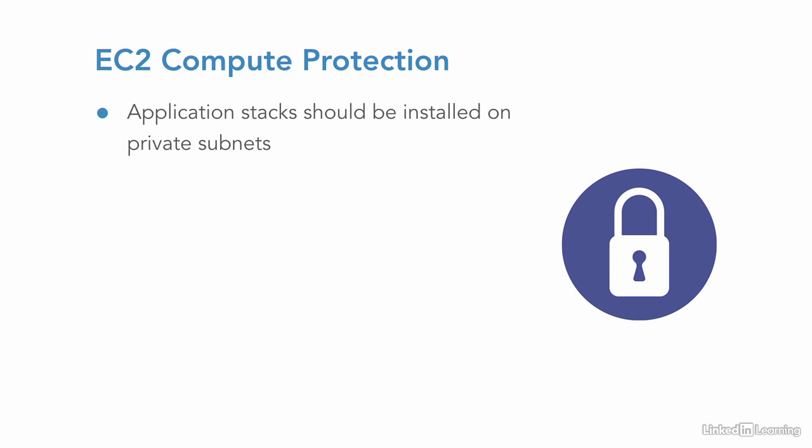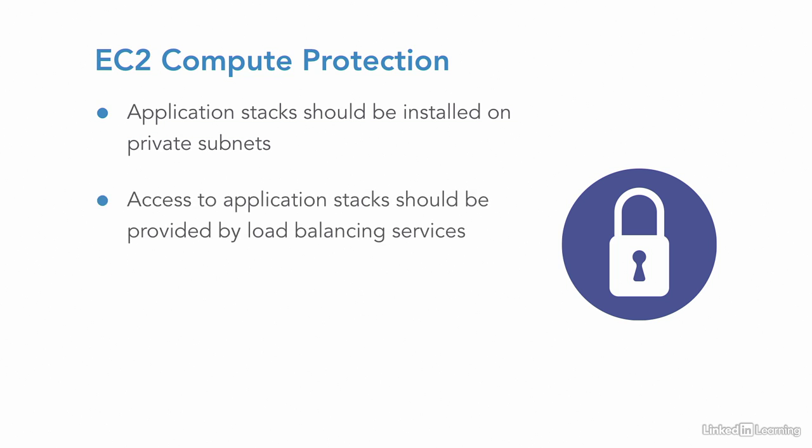Best practice, your application stacks should always be installed on private subnets. You might think, how do I access my application stacks if they're all private? I need to access them across the internet. Well, you place a load balancer in the public subnet, and that provides access to the resource stack, which remains on private subnets, providing a higher level of protection.